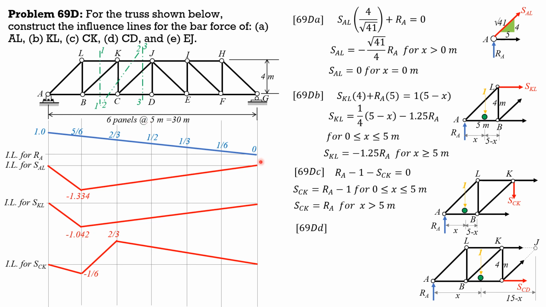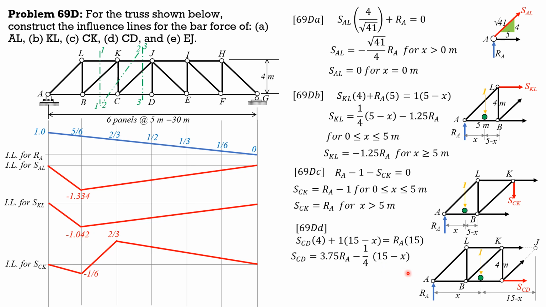So the free body diagram should look like this, and our equation will be summing up moments about J equals 0, so that these two unnamed members will pass through J. We'll have no contribution about moment about J. So summation of moments about J equals 0: SCD times 4 plus 1 times (15 minus x) equals Ra times 15. So SCD is 3.75 Ra minus 1/4 of quantity (15 minus x).